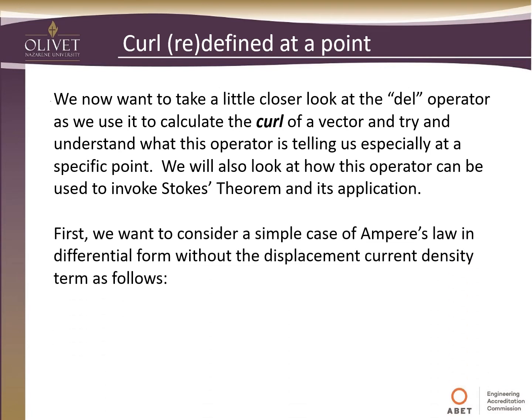So to do this, we want to consider a simple case of Ampere's law in differential form without the displacement current density. So in other words, it's just del cross H is equal to J, or the curl of the magnetic field is equal to the current density vector.